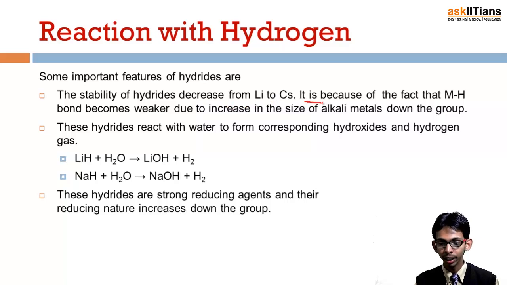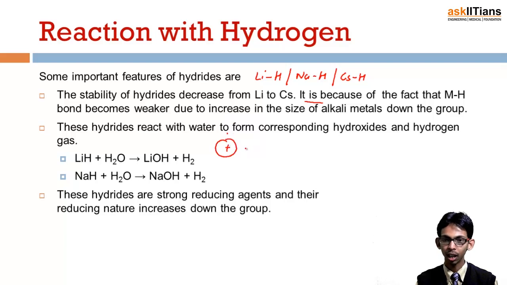And why? It is because the M-H bond, that means the metal-hydrogen bond, in case of lithium it is the Li-H bond, in case of sodium it is the Na-H bond, in case of cesium it is the Cs-H bond, becomes weaker due to the increase in size of the alkali metals. It's very obvious that if the size of the metal is large, we know that the size of hydrogen is fixed.